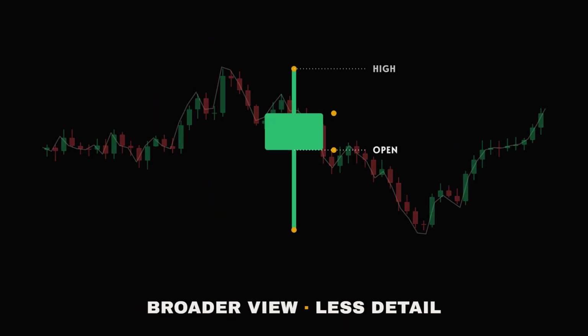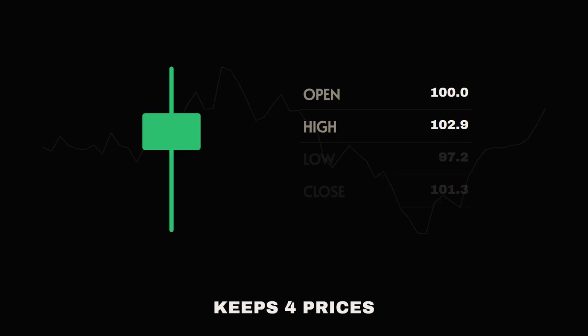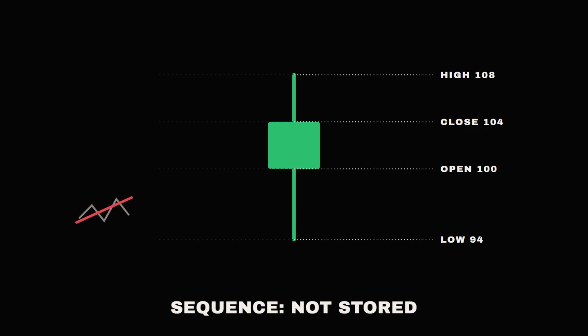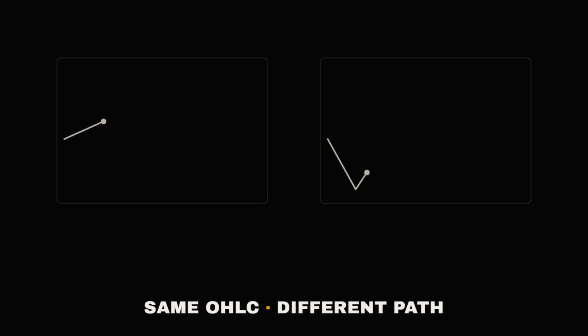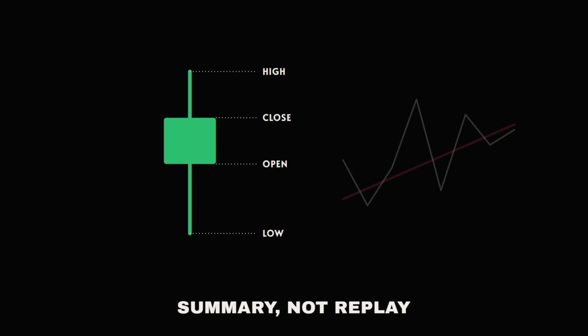A 1 hour candle is not smarter, it answers a broader question by deleting more detail. That box keeps 4 numbers and throws away almost everything between them. Most importantly, it deletes the order in which the prices happened. These 2 price paths share the same open, high, low, and close, so they produce the same finished candle. One was orderly, the other attacked both extremes before returning home. Same candle, radically different experience. So a candle is evidence of where price opened, reached, and finished, not a replay of how it traveled.